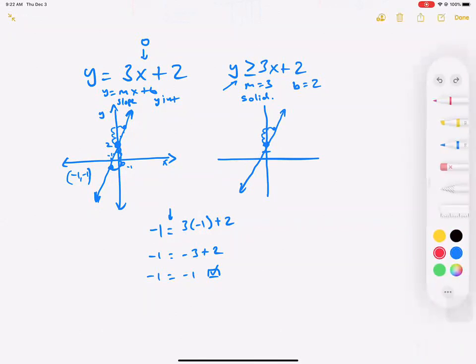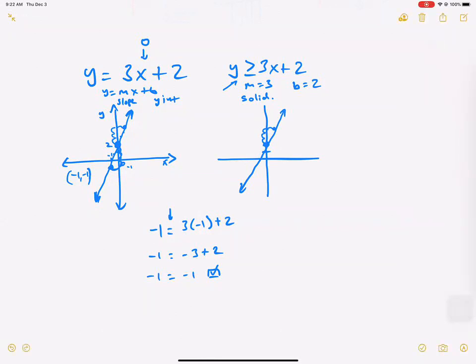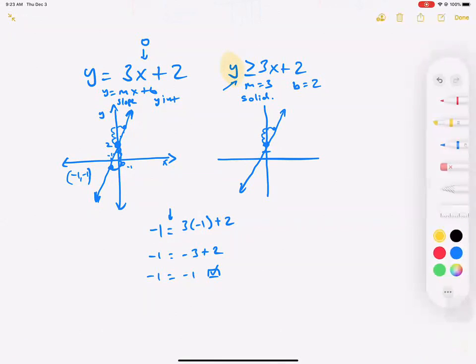Now, I want to say one more thing here. My question to you is, if y is greater than the line, let me write that. Y is greater than the line, right? If y is greater than the line, would I shade above here or below here? Above or below? And I want you guys to do this very simple skill. This is like the easiest skill in the world, so please don't shun this off.